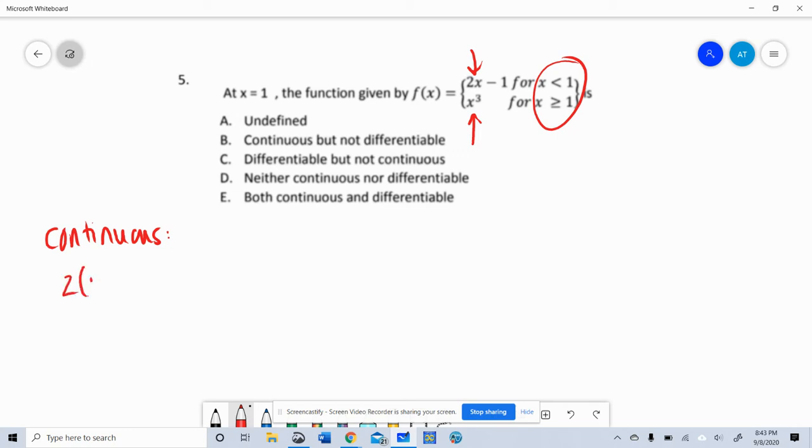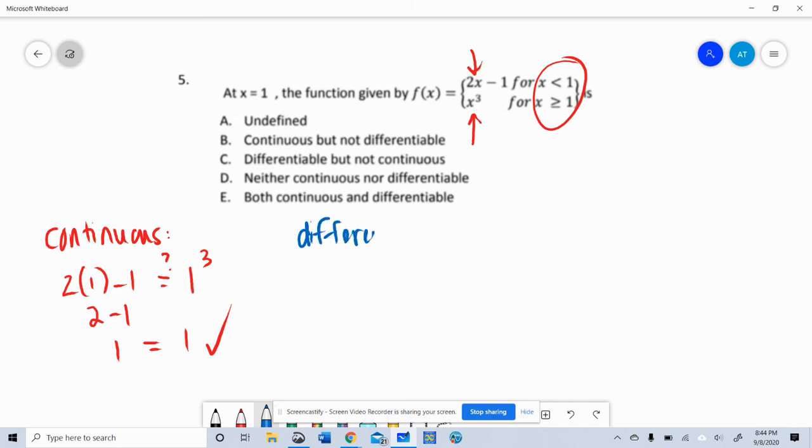So let's look. 2 times 1 minus 1. That's my left-hand side. Would that give me the same as 1 to the third? So let's see. This is 2 minus 1, or 1. And this is 1. And so, yes, our function is continuous. So now we're going to check for differentiability.